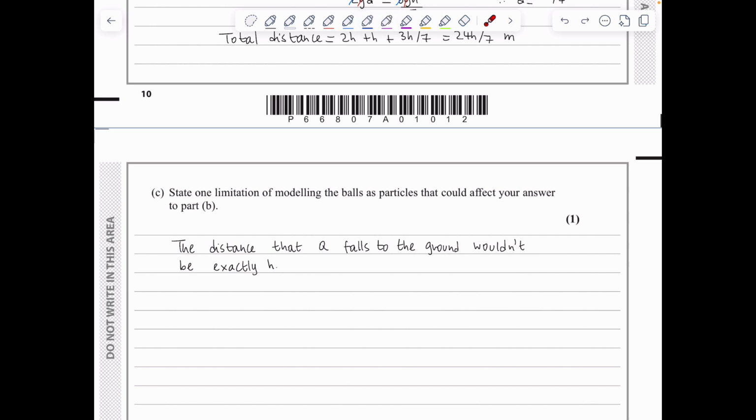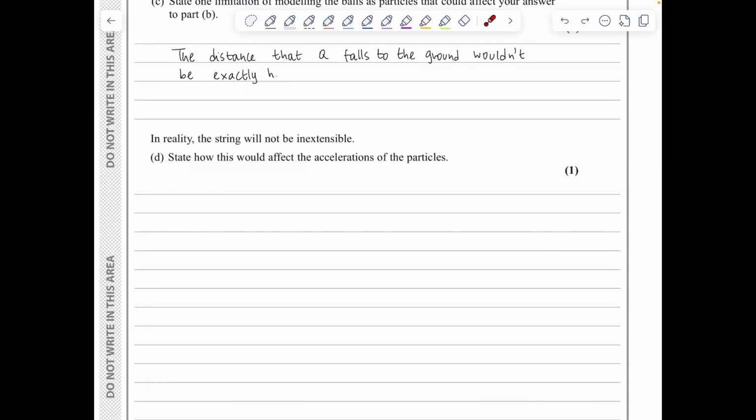Now, in reality, the string will not be inextensible, and we need to state how this would affect the accelerations of the particles. So the assumption that the string was inextensible means that the magnitudes of the accelerations of the two particles will be exactly the same, because as one moves, the other moves in exactly the same way, but in exactly the opposite direction. But if it was the case that the string was not inextensible, then the magnitude of the accelerations of the two particles will not be the same.